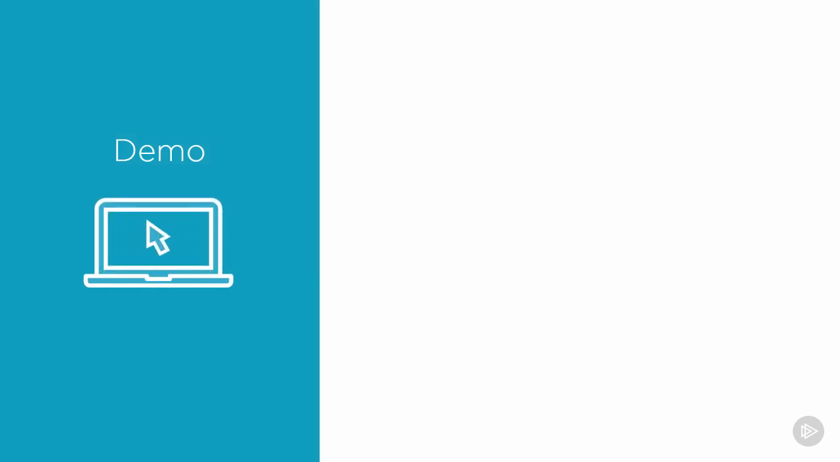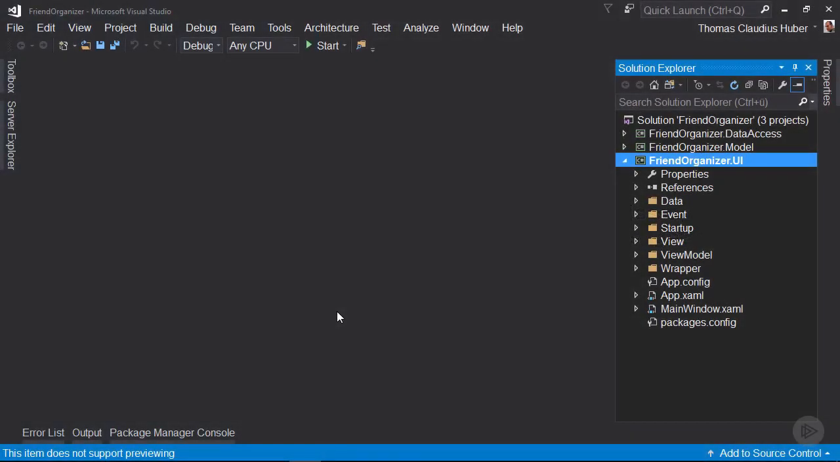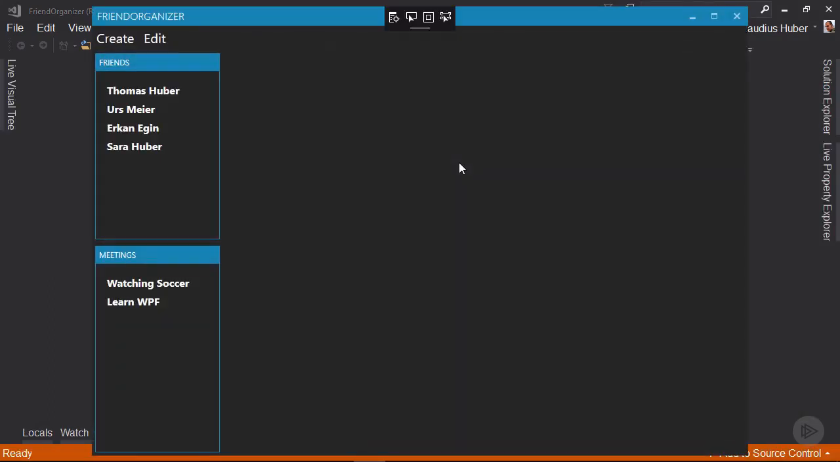In this demonstration you learn how to use the MAOPS Metro message dialog instead of the classic message box in the Friend Organizer application. Let's switch to Visual Studio. Before we use the MAOPS message dialog, let's run the application and look at the classic message box.